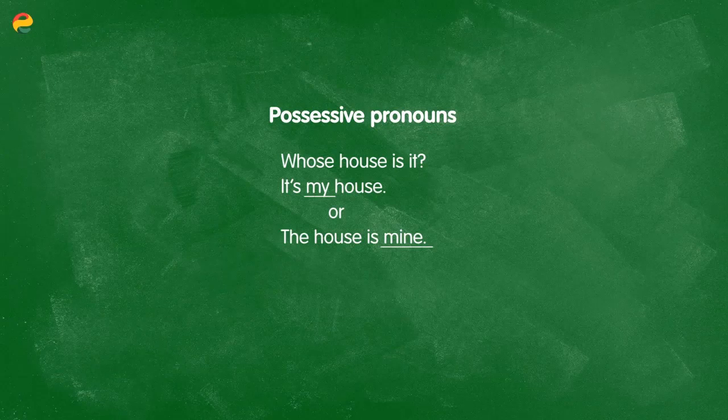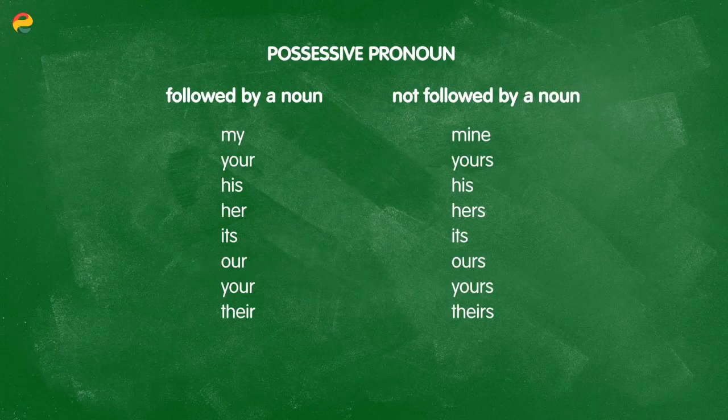So if we analyze the two previous examples, we can conclude that if the pronoun is followed by a noun, my house, we use my, your, his, her, its, our, your, or their. However, if the pronoun is not followed by a noun and appears at the end of a sentence, then we will use the following forms. And most of them end with the letter S. Mine, for me, yours, his, hers, its, theirs, ours, and yours, meaning belonging to all of you, not just you singular.